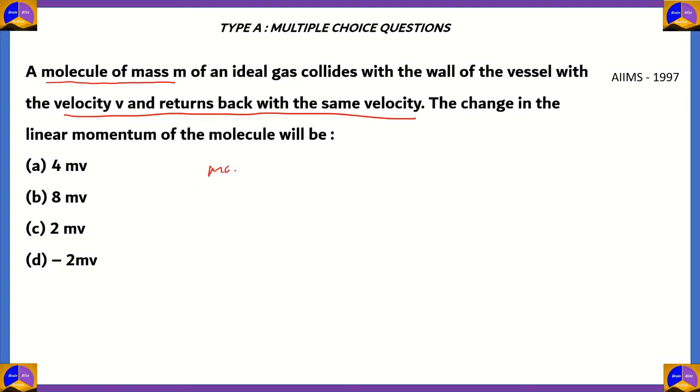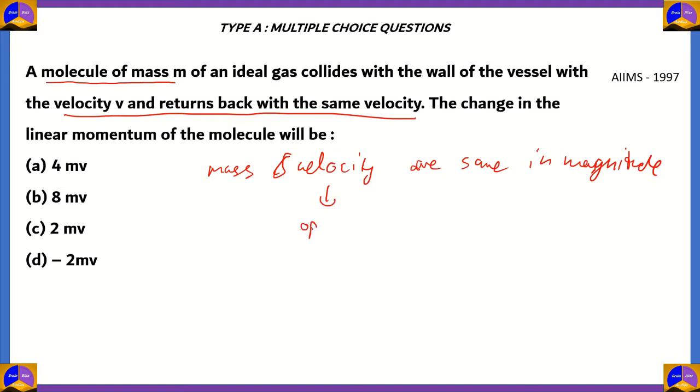So in this collision, mass and velocity are same in magnitude. You can never say the velocity to be same because over here the velocity is projected in opposite directions. So therefore the mass and velocity are same with respect to magnitude, and velocity differs with respect to direction because the direction of both the velocities are different. So you need to find the change in the linear momentum.